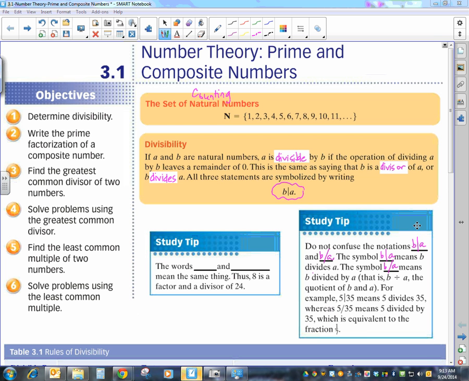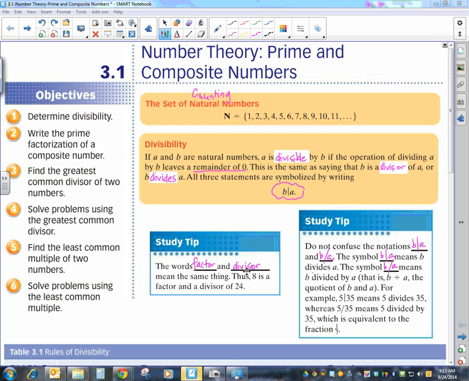So keep in mind that when it's vertical, we're talking about whether or not B divides into A without any remainder. That's what makes it divisible by, a divisor of, or divides it. Keep in mind also that the words factor and divisor mean the same thing. So A is a factor and a divisor of 24.